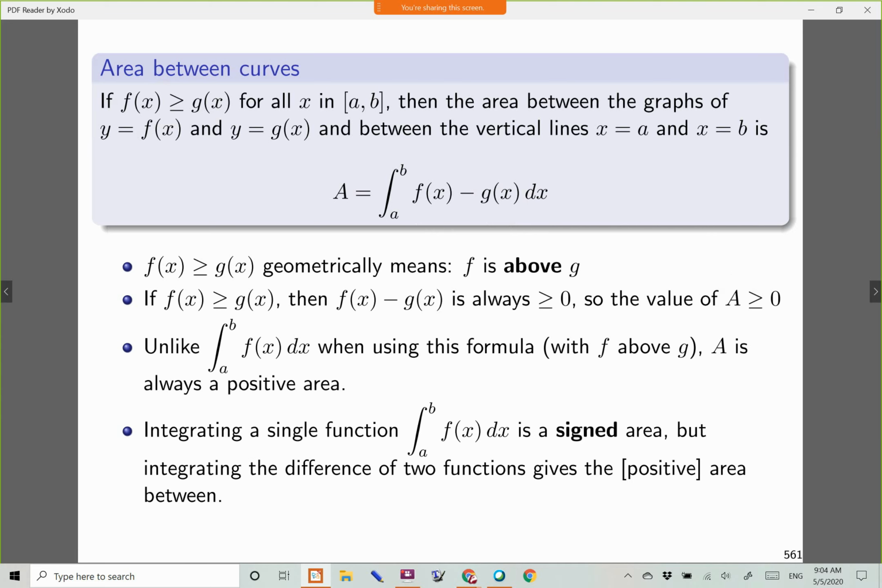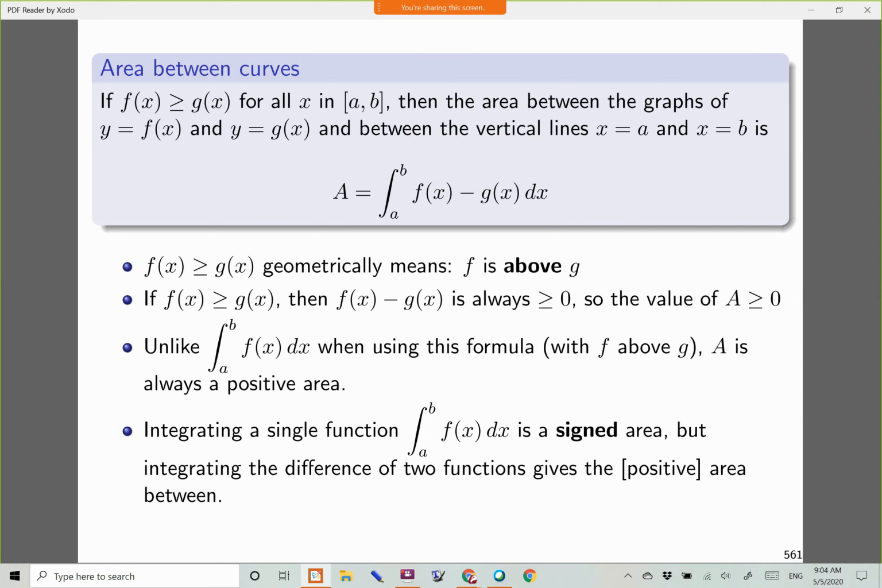But to contrast that, when you integrate a single function, it sounds bizarre, but if you integrate a single function, f of x, you get a signed area. But when you integrate one function minus the other function, and you know for sure that the f function is above the g function geometrically, then this integral, the integral of subtracting two functions from each other, will give you a positive area.